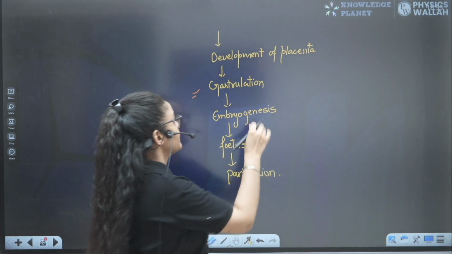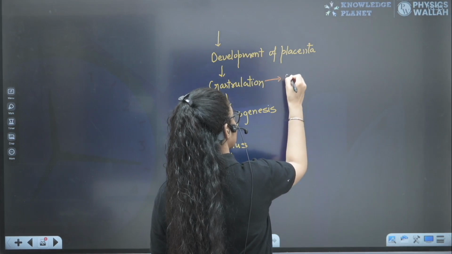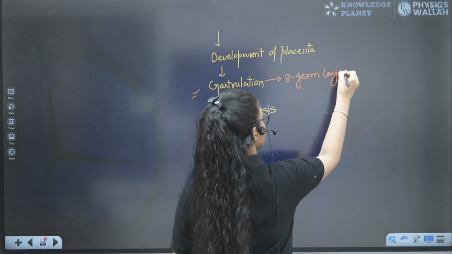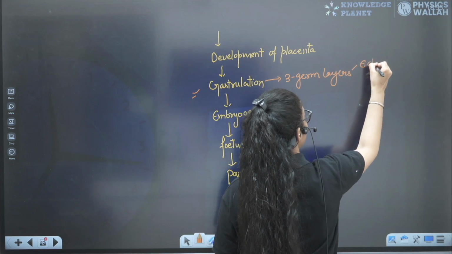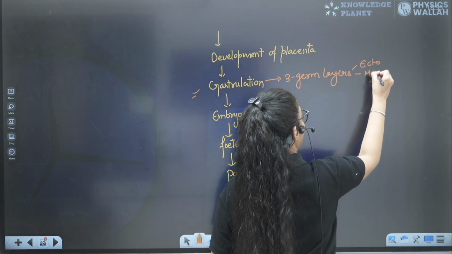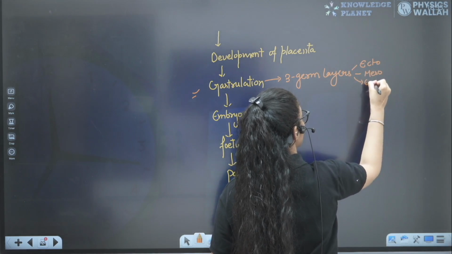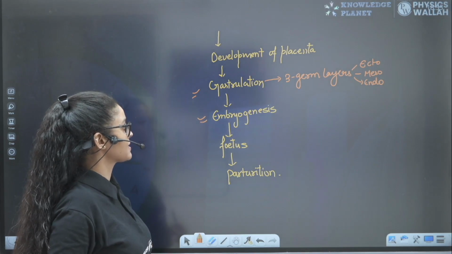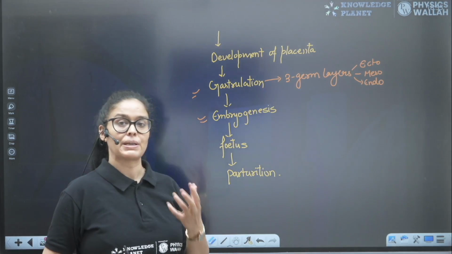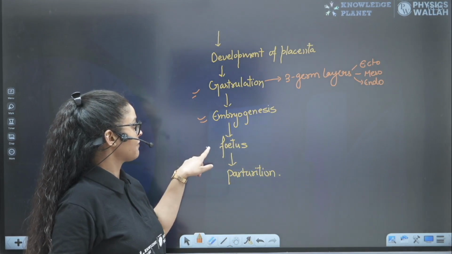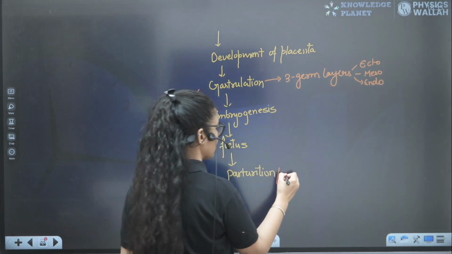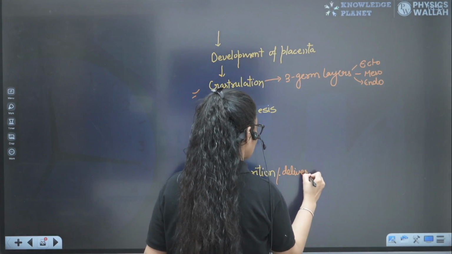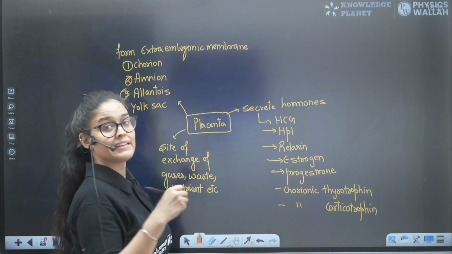Gastrulation is also an embryonic development stage in which 3 germ layers are formed. These 3 germ layers, the ectoderm, mesoderm, and endoderm, are responsible for producing the whole embryo, and whole embryogenesis will happen. All body parts are made up of these three germ layers, and finally fetus development, and finally a fully developed fetus will be ready for delivery, right?